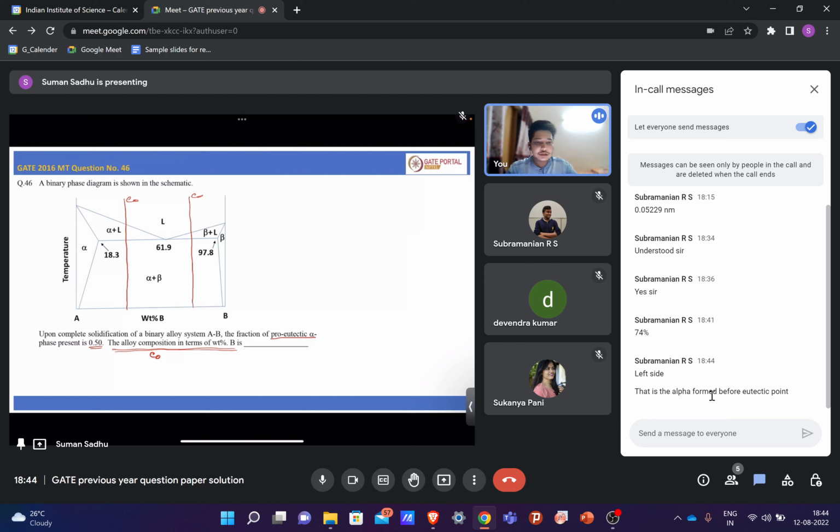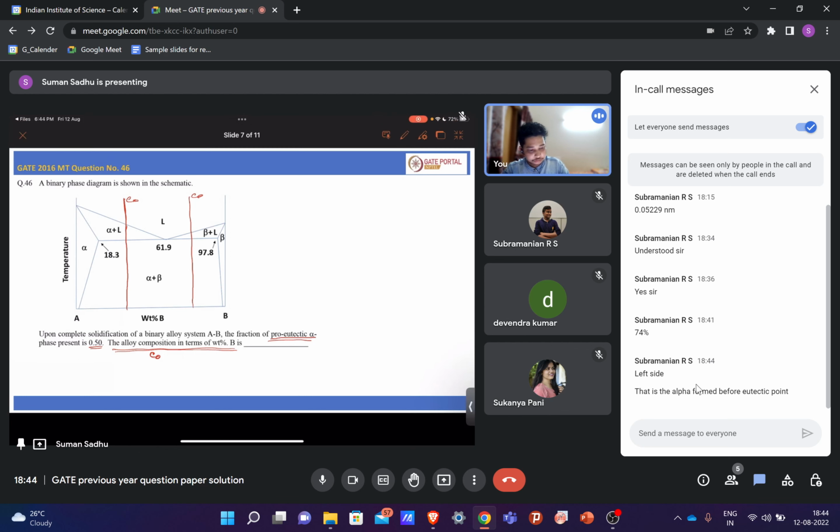Yes, so now we have the answer, right? That alpha formed before the eutectic point is the proeutectic alpha. So wait, this is not the correct location of this alloy composition, right? When you cool this alloy composition from the liquid phase, above this point everything is liquid. Now when you are cooling this, after this point alpha will nucleate. As alpha is nucleating before the eutectic reaction, it is called proeutectic alpha, right?